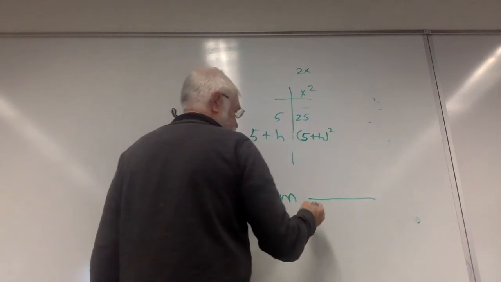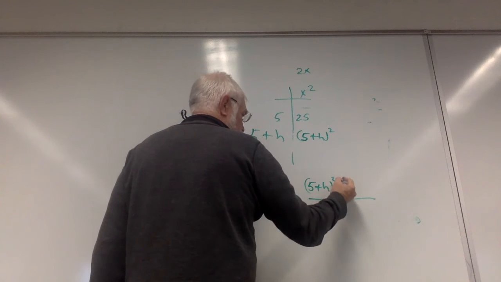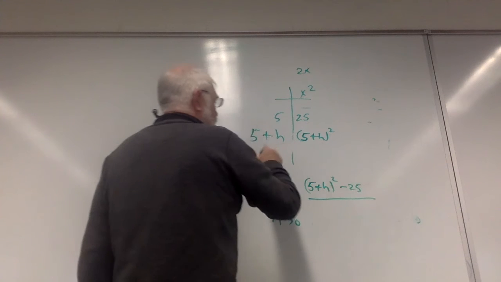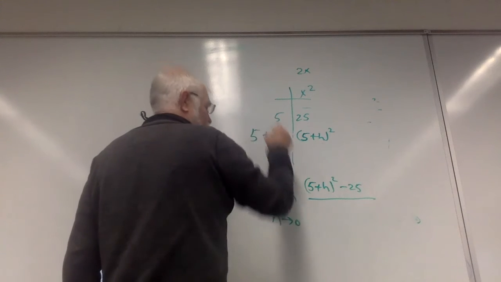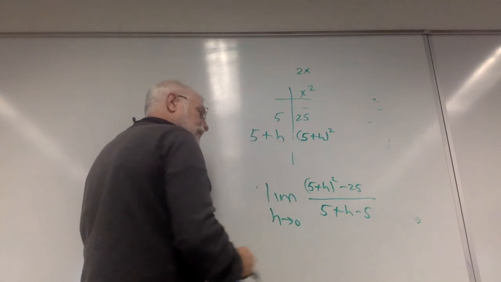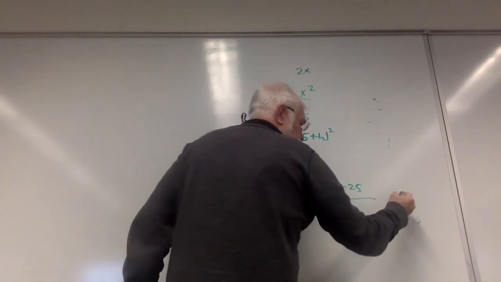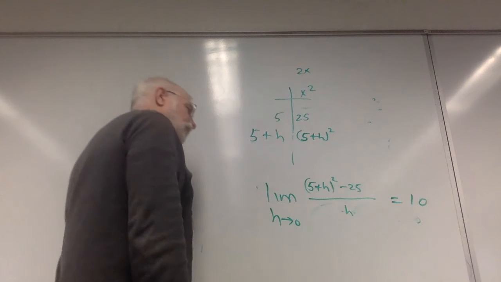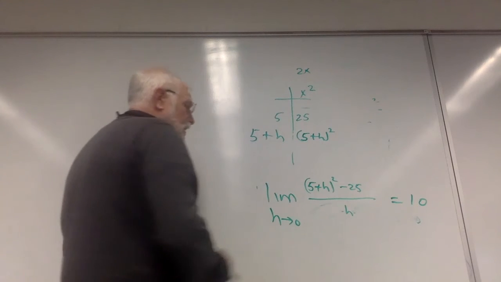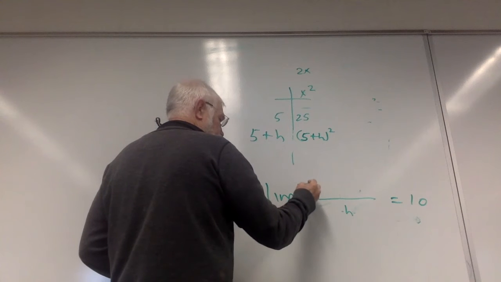I have what? I got 5 plus h squared minus 25. If I subtract 5 plus h minus 5, I think we can see we get h. Guess what this answer is going to be? If you guessed 10, you would be right. So let's do it out. 5 plus h squared, let's do it out. 5 plus h squared is 25.